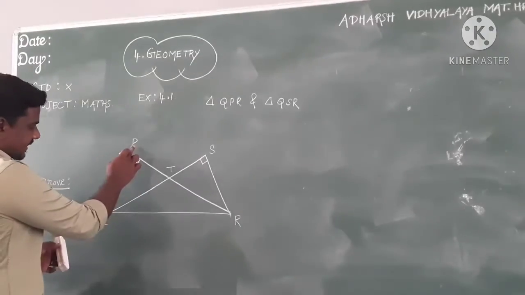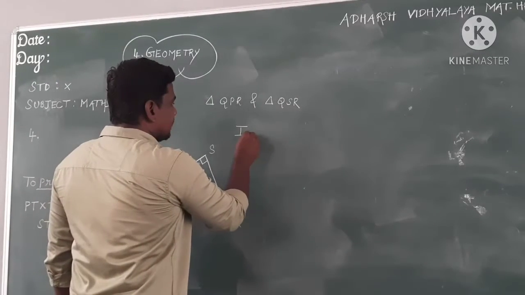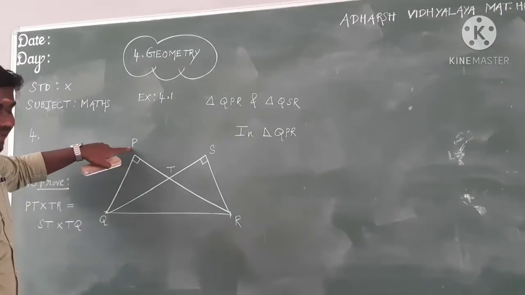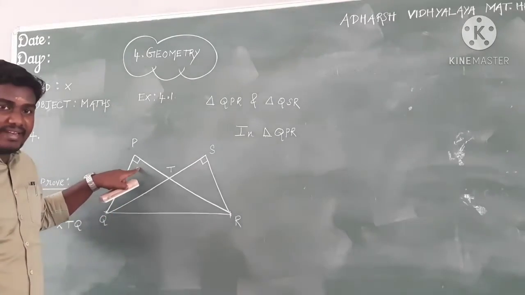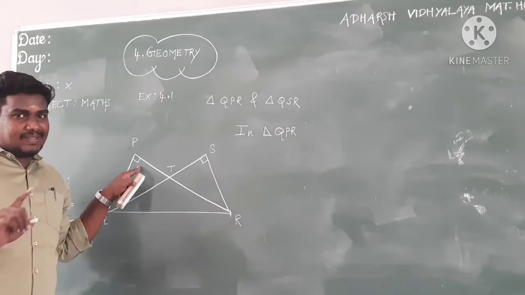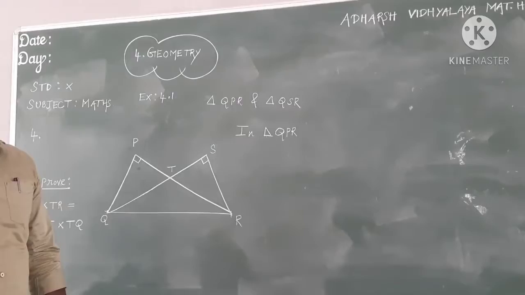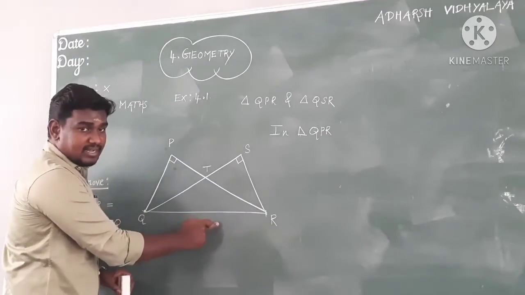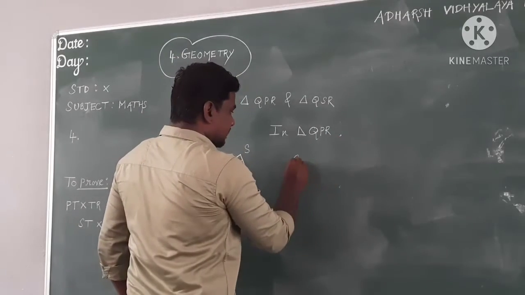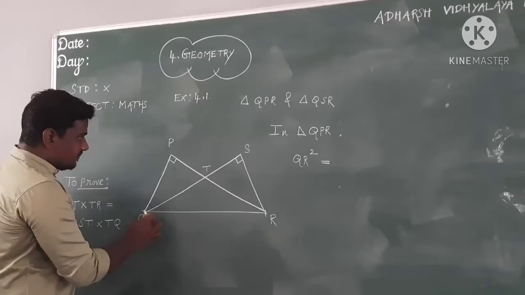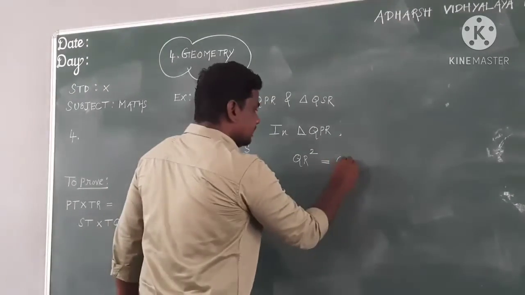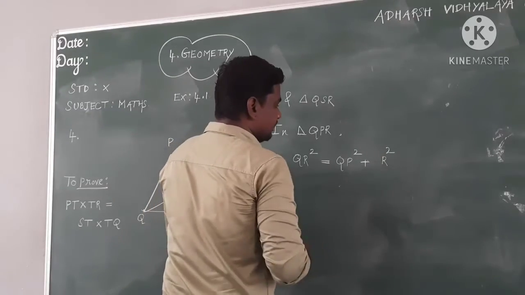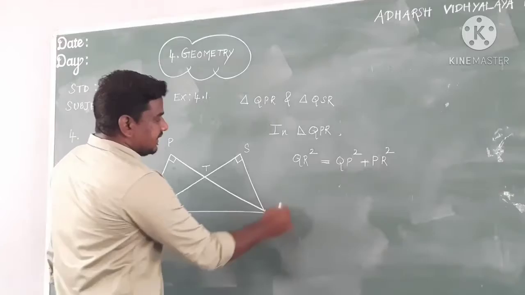So in the right triangle QPR, we know that angle P is 90 degrees. The side opposite to 90 degrees is called the hypotenuse. What is the Pythagoras theorem? Pythagoras says that the square of the hypotenuse is equal to the sum of squares of the other two sides. If it is 90 degrees, it is the longest side, that means the hypotenuse. So QR square, the hypotenuse square, is equal to the sum of QP square and PR square.